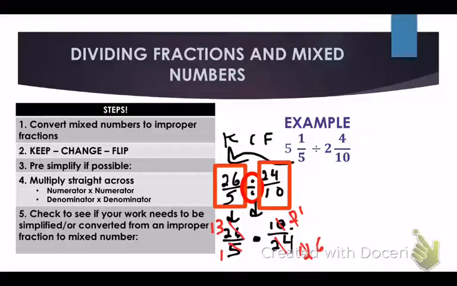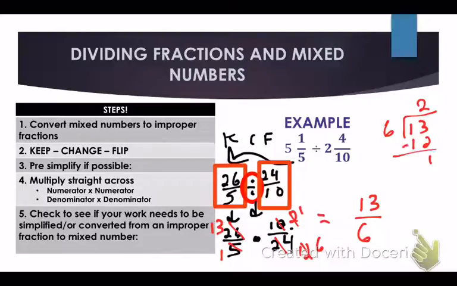I don't think I can pre-simplify anything else, so I need to multiply across. That's step 4. That gives me 13 over 6. Now we do step number 5. Look, it's an improper fraction. We need to convert it back to a mixed number. We do that by dividing 13 by 6. That gives us 2 with 1 left over. So our answer is simply 2 and 1/6. Ladies and gentlemen, that is how we divide fractions.